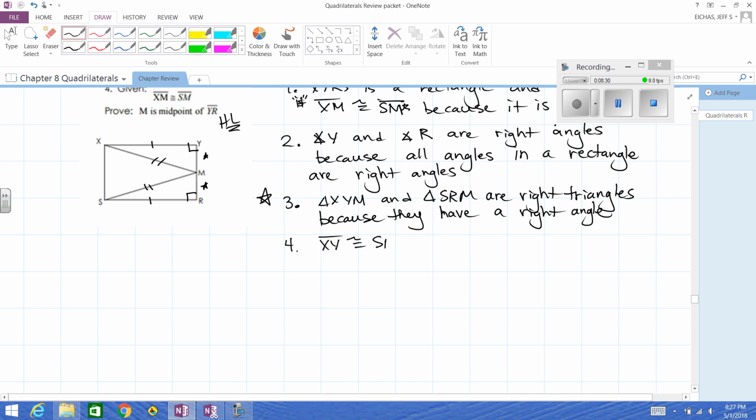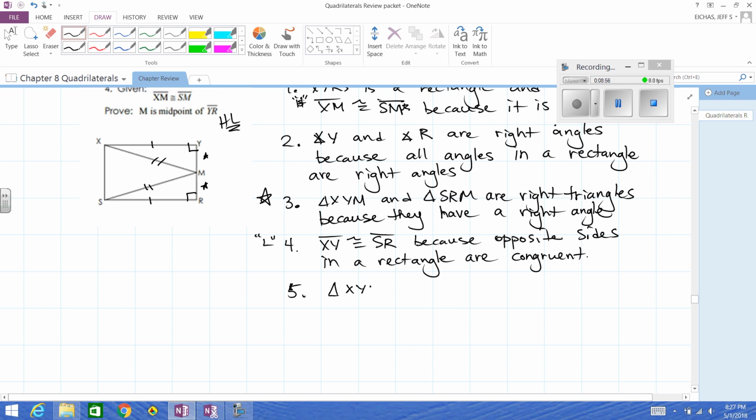XY is congruent to SR. That's again because opposite sides in a rectangle are congruent. All right, let's see. We've got a pair of legs now. So hypotenuse leg is ready. So triangle XYM congruent to triangle SRM by the HL triangle congruence theorem.